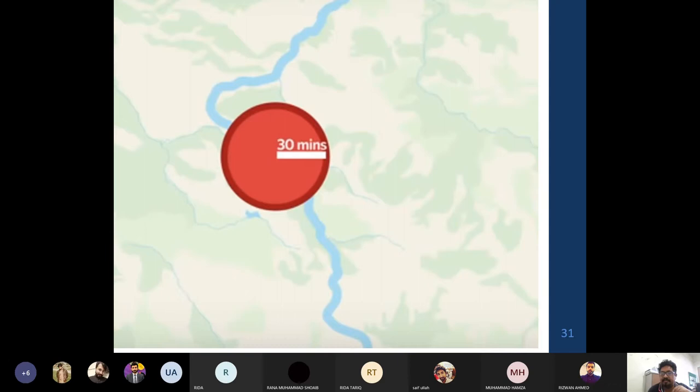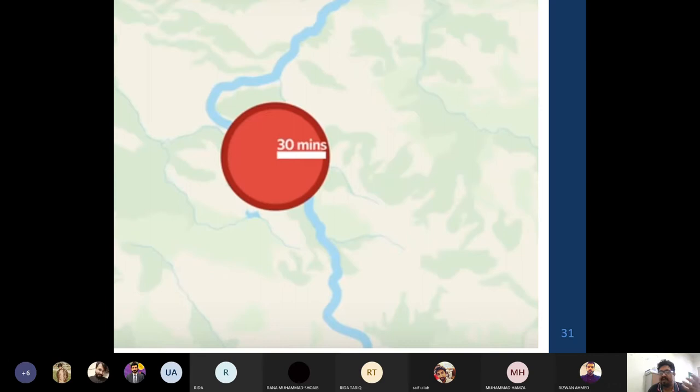Okay, so it has a certain boundary. You can travel, maybe you can walk 30 minutes around it. So that was the optimum limit of a city size. Anywhere you can walk within 30 minutes had the potential of urban growth.